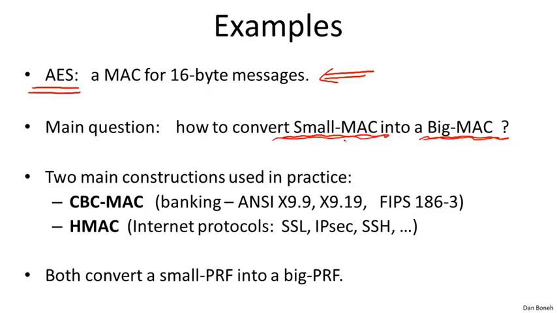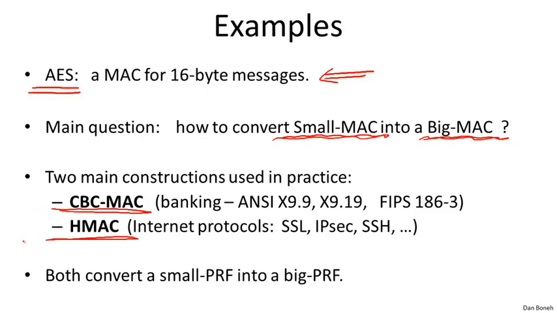Sometimes I call this the McDonald's problem. Basically, given a small MAC, can we build a big MAC out of it? In other words, given a MAC for small messages, can we build a MAC for large messages? So we're going to look at two constructions for doing so. The first example is called a CBC MAC, that again takes a PRF for small messages as input and produces a PRF for very large messages as output.